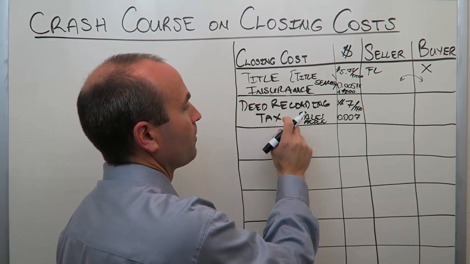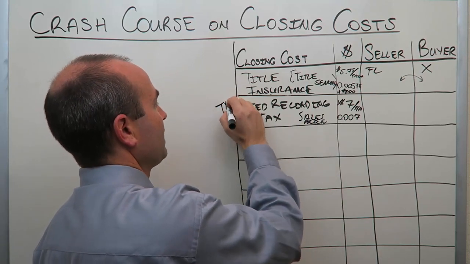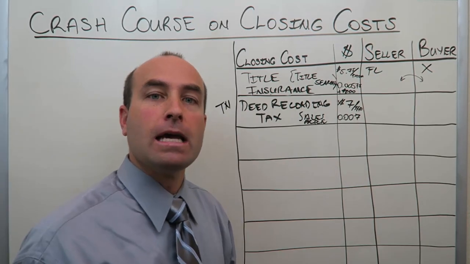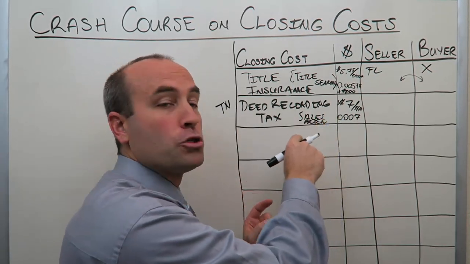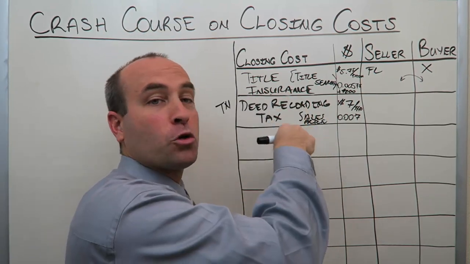But if you want something really cool, if you're in the state of Tennessee, the deed says at the top, it calls it consideration, and it says whatever the sales price is or the value, whichever is greater. Whichever is greater.